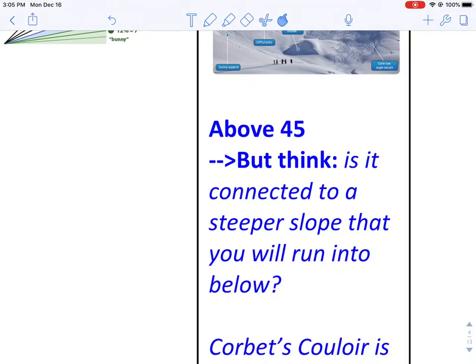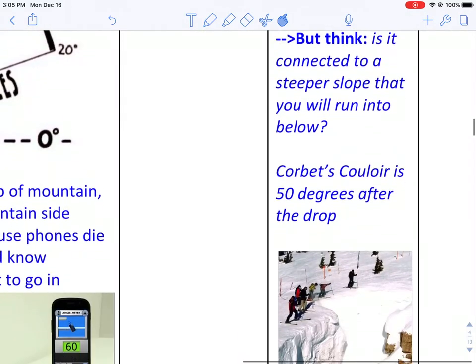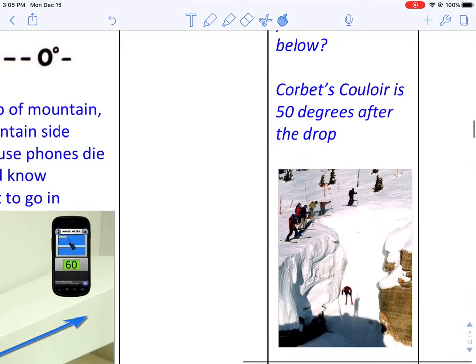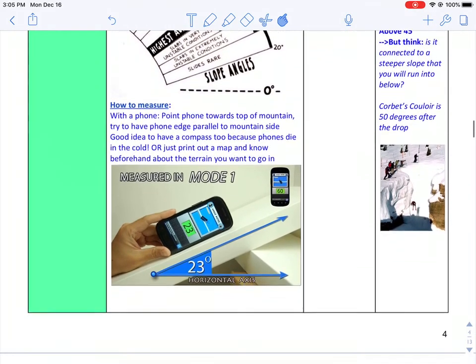Above 45, there's less sliding, mainly because the force of gravity is so extreme that you're not going to have that buildup of a slab. But think, is it connected to a less steep slope? That could run. This is just an example. Corbett's is about 50 degrees after the drop. So that is technically outside the range. However, you could still have avalanches at that point.